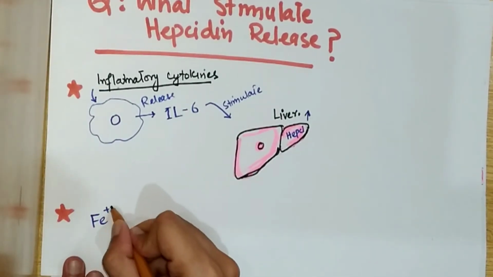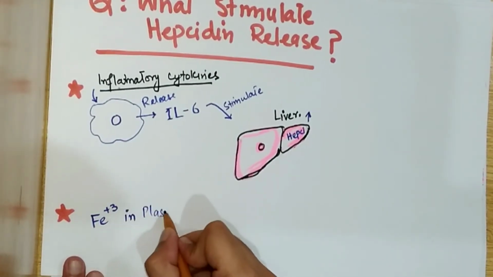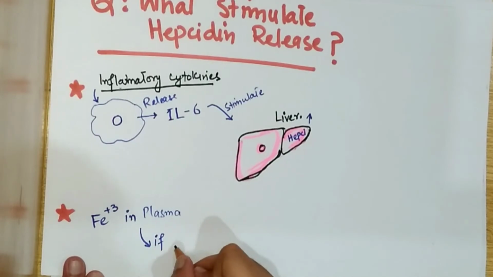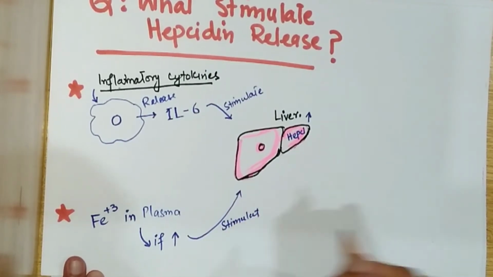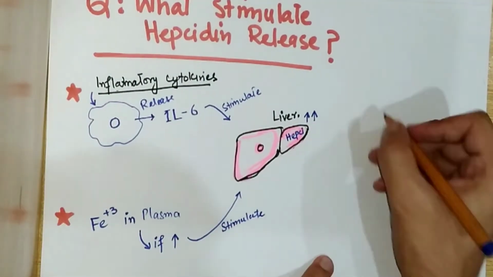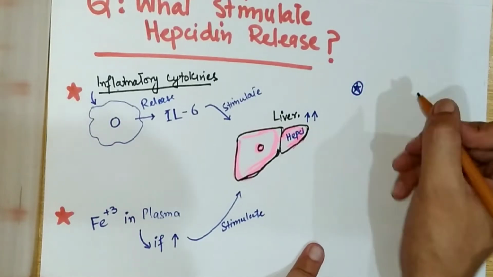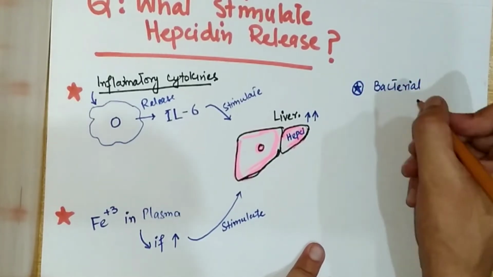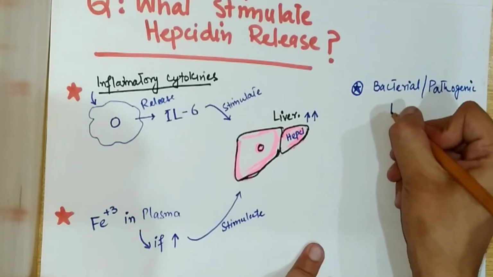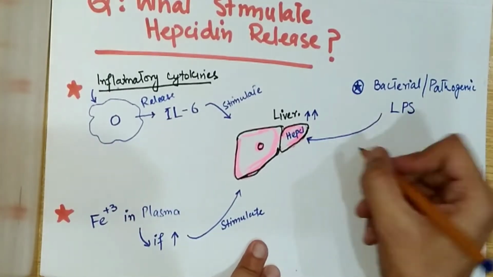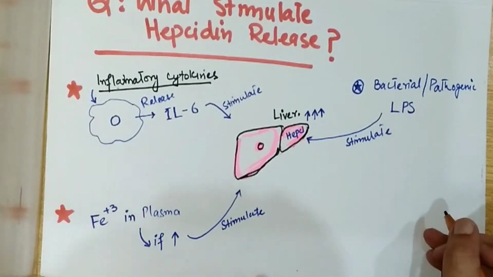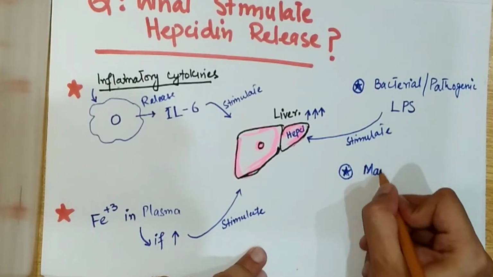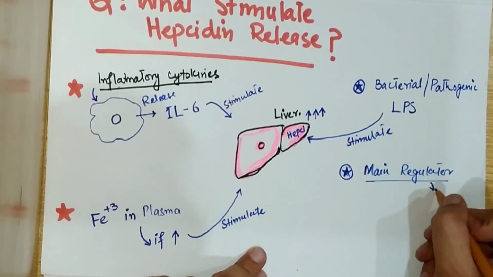The second factor is the level of iron in the plasma. When the iron level in the plasma increases, it will stimulate the liver to secrete hepcidin. The third factor is bacterial or pathogenic lipopolysaccharides, which can stimulate the liver to secrete hepcidin.